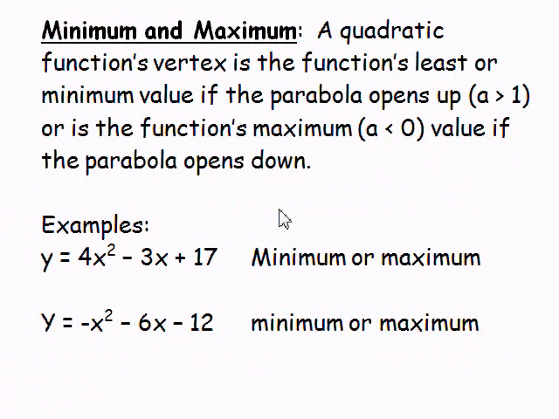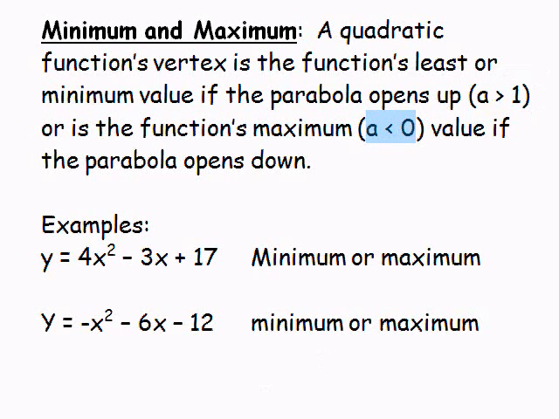Now, we can tell whether or not a quadratic equation or function has a minimum or maximum value without ever having to actually graph a function. The way we can do this is by noting that a quadratic function's vertex is the function's least or minimum value if the parabola opens up, meaning the a value, the leading coefficient of our function written in standard form, is bigger than 0. The vertex is the function's maximum value if the parabola opens down, and that happens when your a value is less than 0.